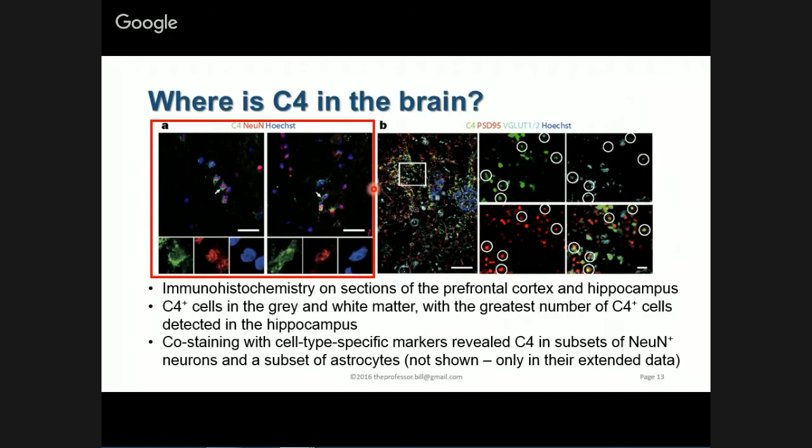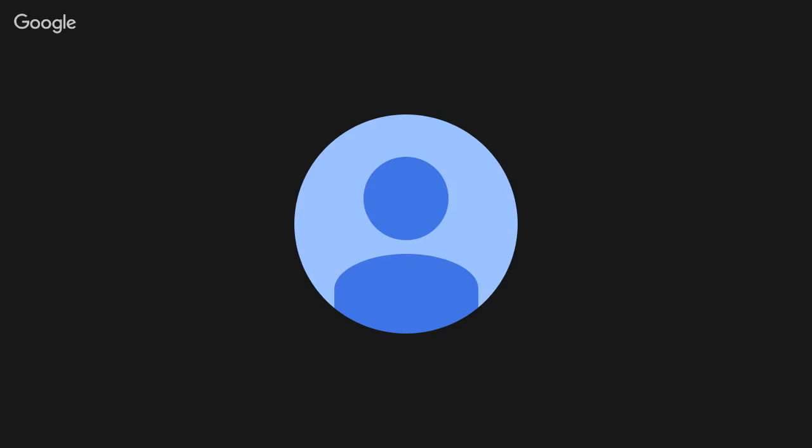So where is C4 in the brain? You have to know this. Other people have investigated this before, but you have to know this. So, on brain cells, human brain, in the human hippocampus.